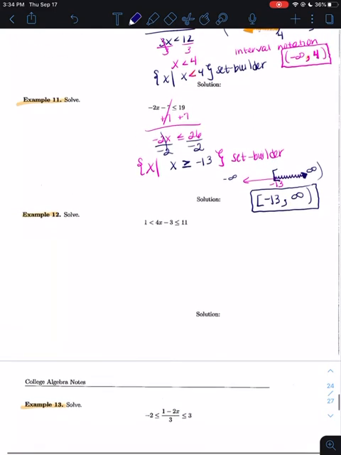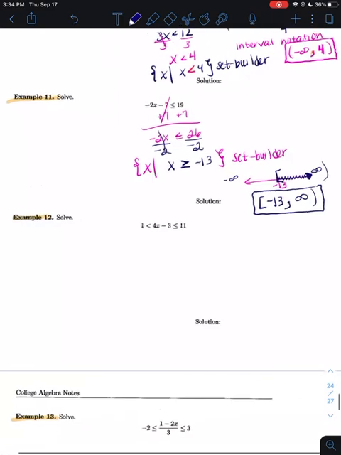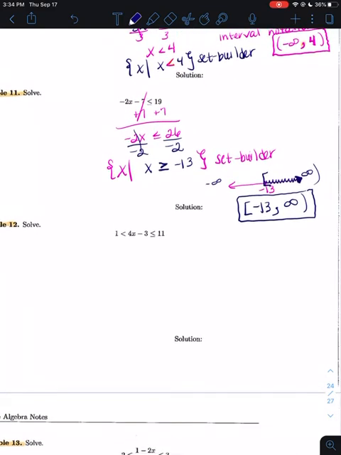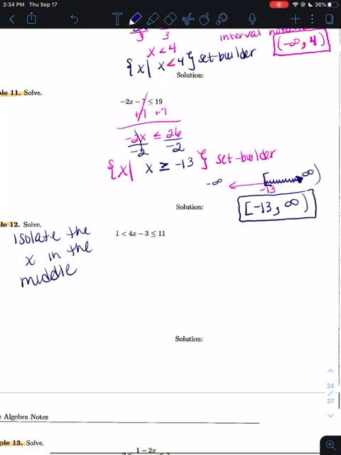All right, moving on, let's look at example 12. When you see problems like this, you want to keep your x in the middle. My goal is to solve for x, to isolate the x in the middle. So I want to get x by itself.